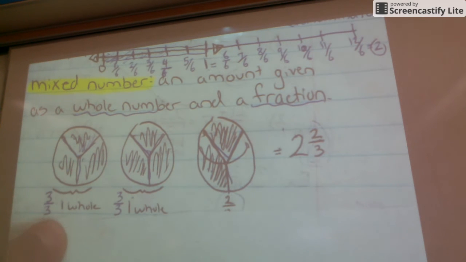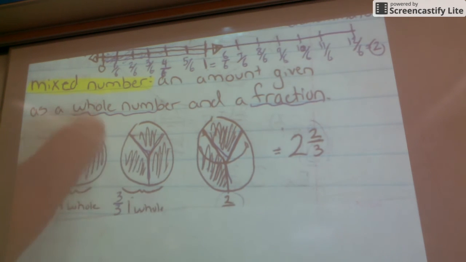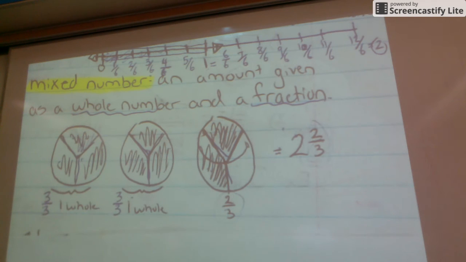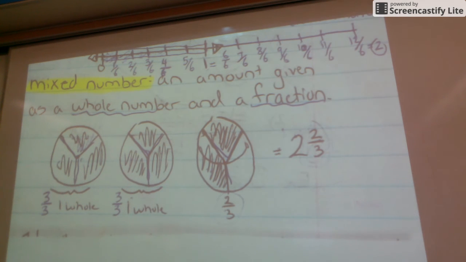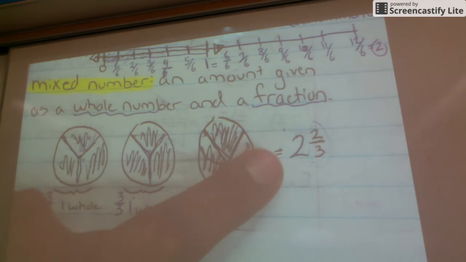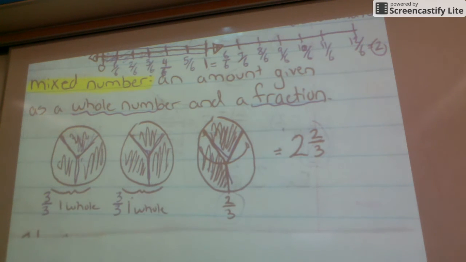this is one whole here, which is equal to 3 out of 3. And we have one whole here, which is equal to 3 out of 3. Because we know they're whole because they're all shaded. All of this is shaded. But then we have a fraction here, which is 2 out of 3 pieces shaded. So what we're doing is finding the mixed number and finding the whole total of it. So we have one whole plus one whole, which is 2 wholes. And then we have 2 out of 3 left over, which is 2 out of 3.